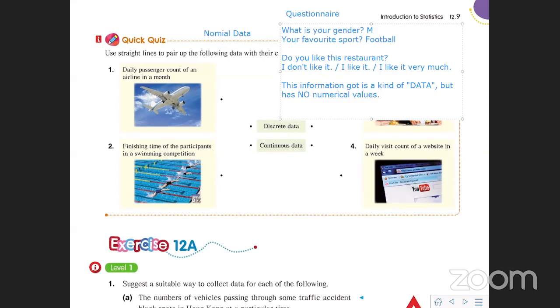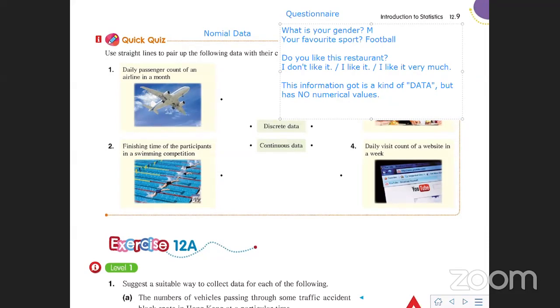Okay, it means we cannot use a number. Say, for example, we cannot use a number to represent that you are a boy. I mean, we don't have a universal number. Do you know what I mean?